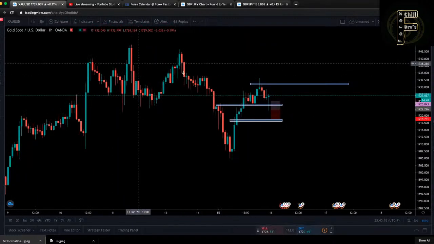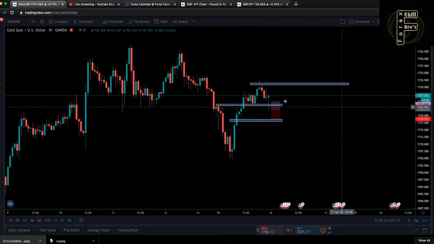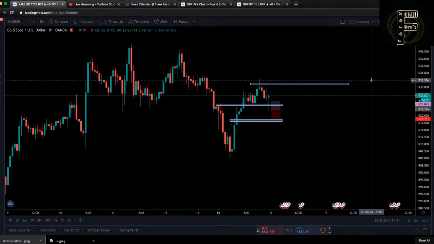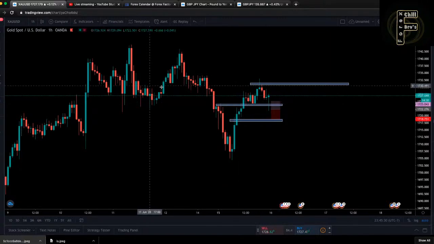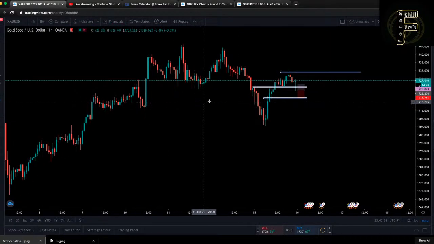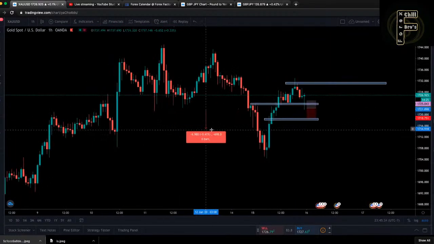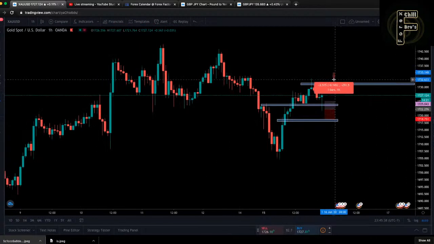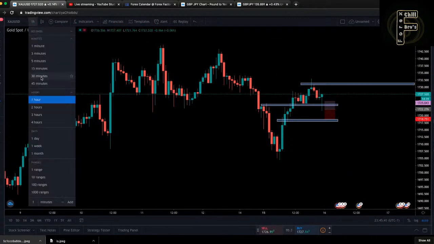See gold. Hourly has 14 minutes. Flip bullish. Gold has really been messed up, but you just allow price to do its thing. Let me see the hourly candle. Let's see 30 minutes.